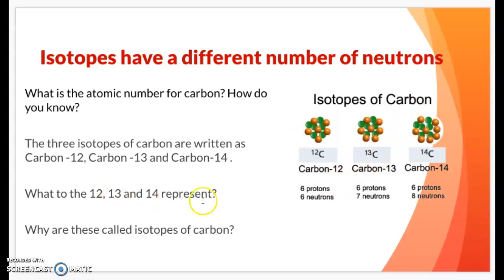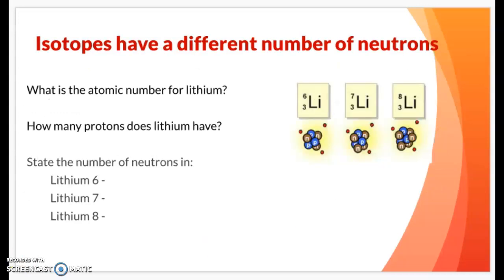Okay, these represent the different mass numbers, and these are called isotopes because they are still the same element with the same number of protons. However, they have a different number of neutrons. Similar to the carbon situation, you've also got the same thing happening for lithium. All right, lithium and her cousins. I don't know what silly analogy you want to use to help you remember.